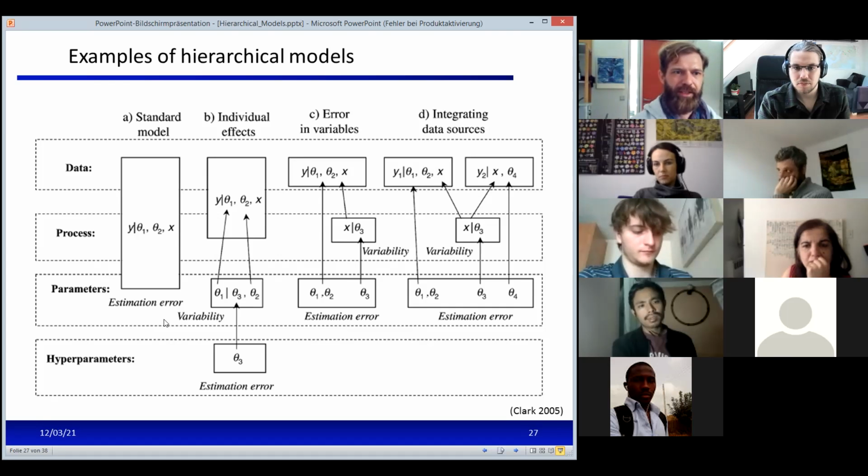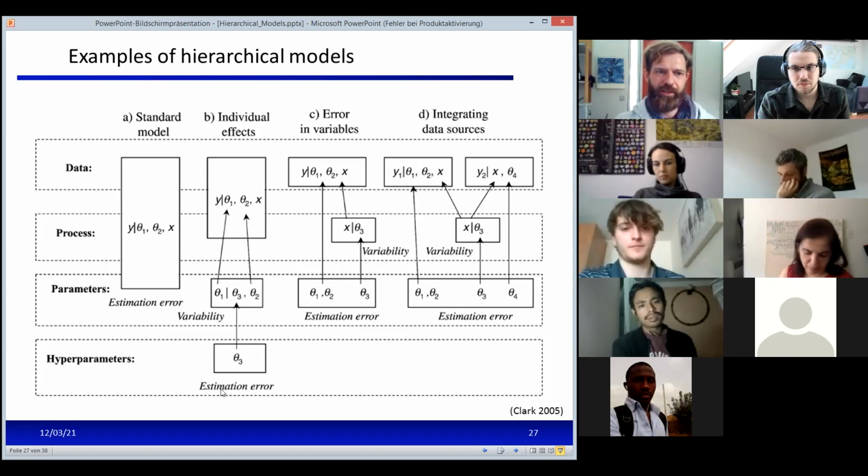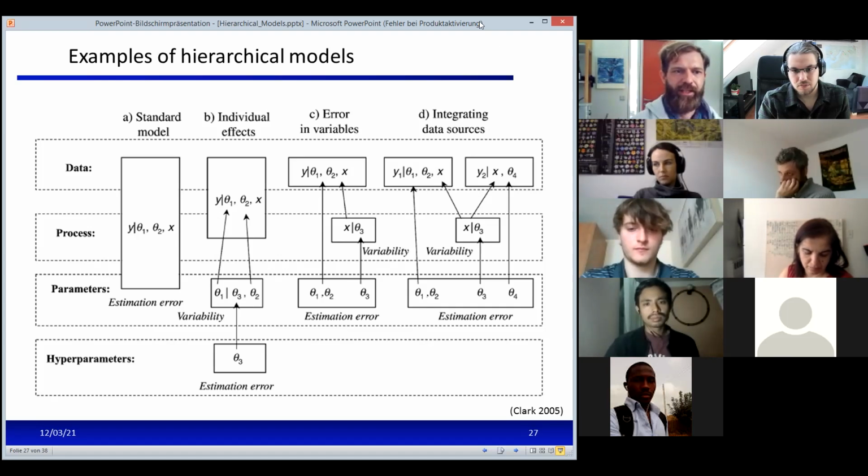So what we have looked at in our example for modeling lizard abundance as a function of vegetation cover was basically an example of individual level random effects.